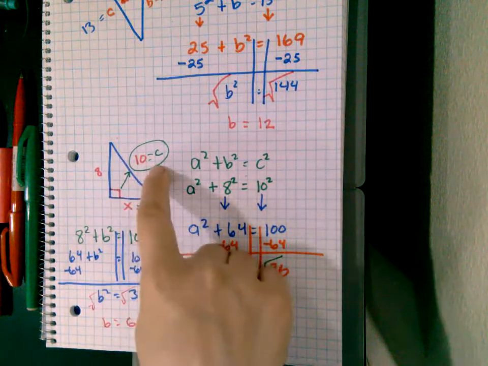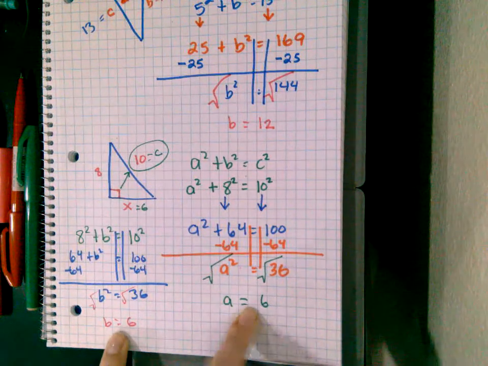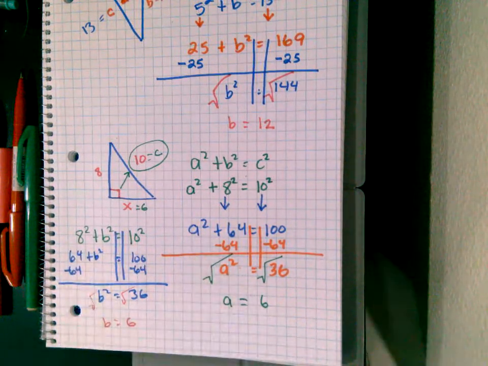This line has to be C. The rest is fine. Okay? So you still get the same answer. Here I'm solving for A. Here I'm solving for B.